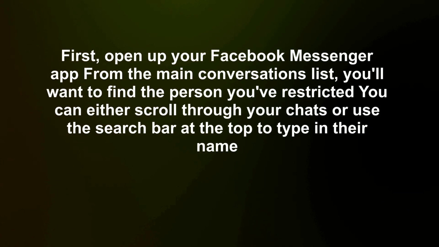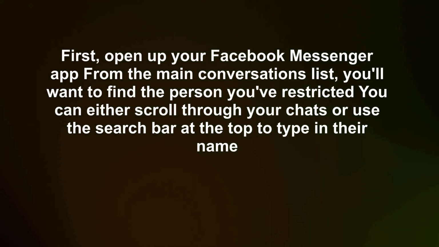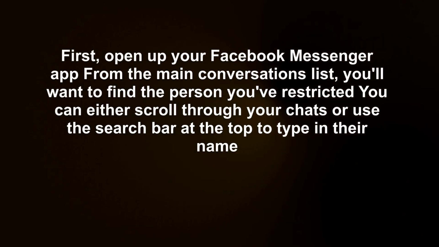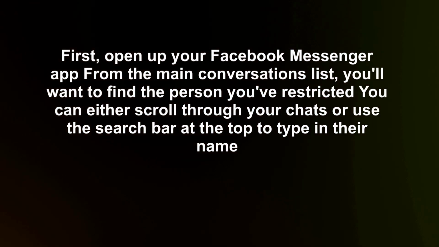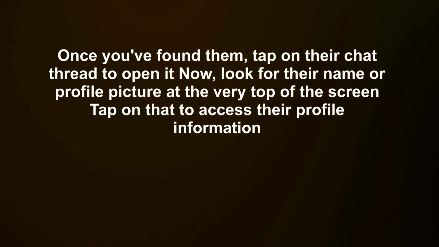First, open up your Facebook Messenger app from the main conversations list. You'll want to find the person you've restricted. You can either scroll through your chats or use the search bar at the top to type in their name. Once you've found them, tap on their chat thread to open it.